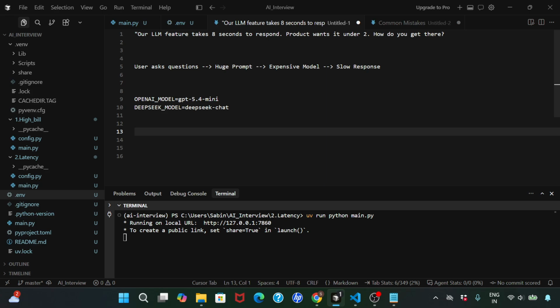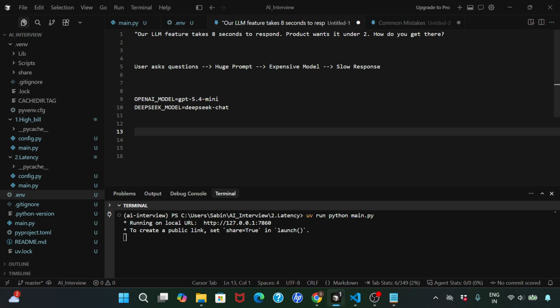So imagine that there is a small support tool. A user asks a question, and that goes to the LLM. Now imagine that you have a huge prompt hitting the LLM, because the user question is a prompt, and then you have your system prompt. It then goes and hits your LLM model. And suppose you are using an expensive model. What happens with the expensive model? It takes a lot of time to think, because it has to do a lot of tasks.